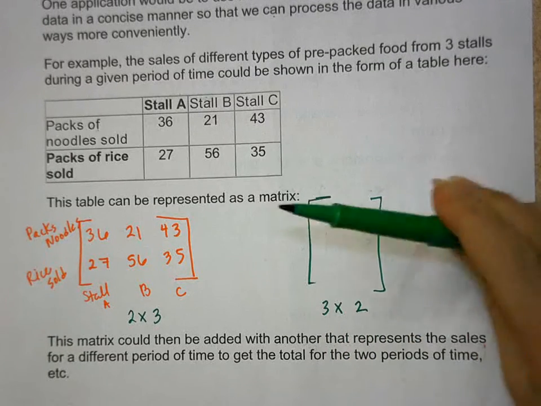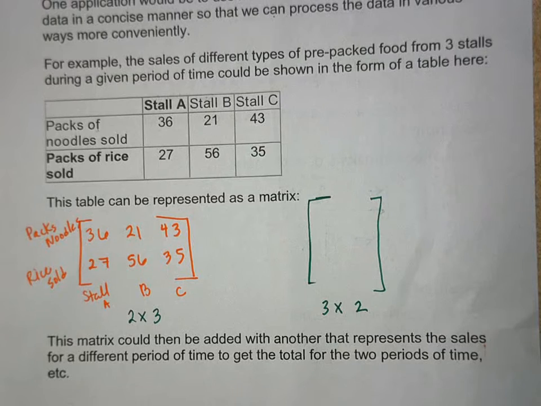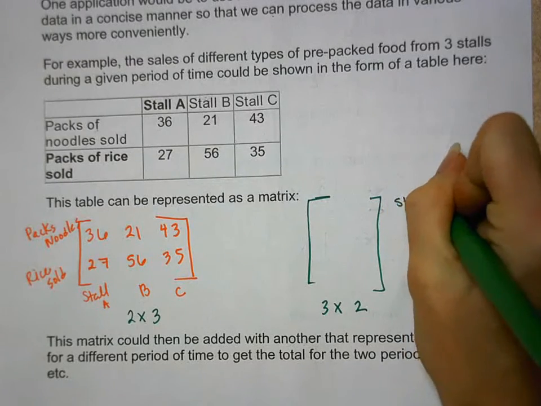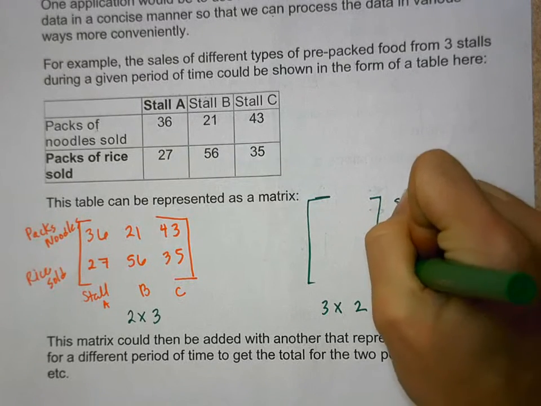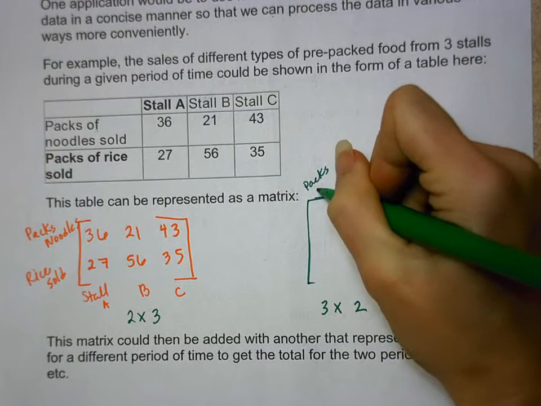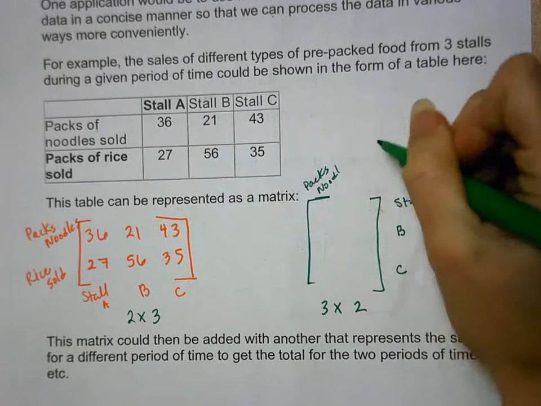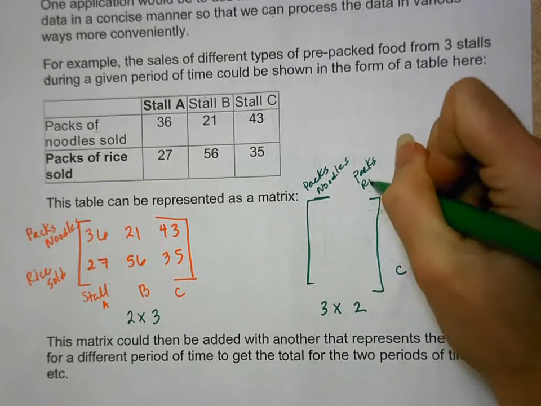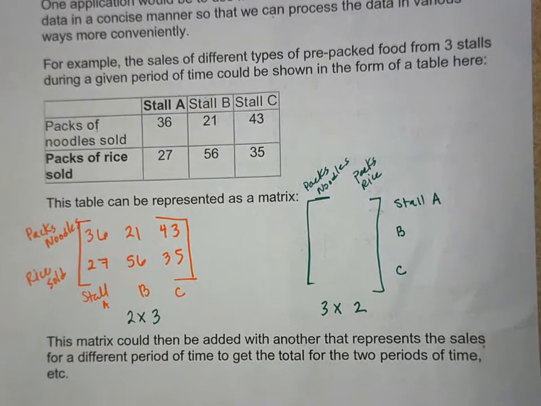We just have to make sure we label what the numbers correlate to. So if I instead call this stall A, and this one B, and this one C, and this packs of noodles, and this packs of rice, I can organize this information differently.